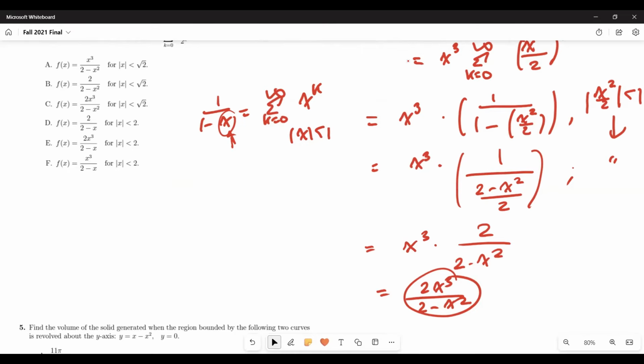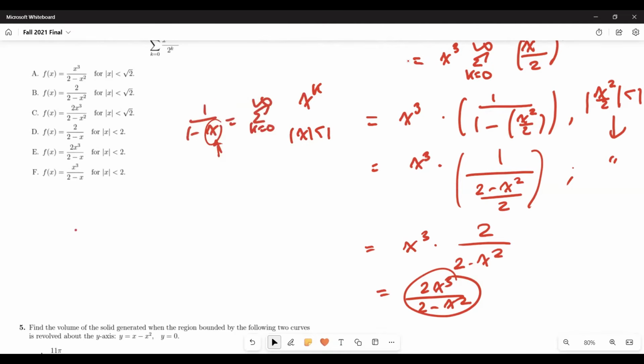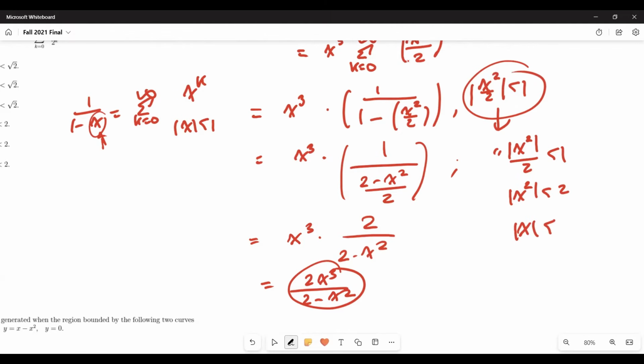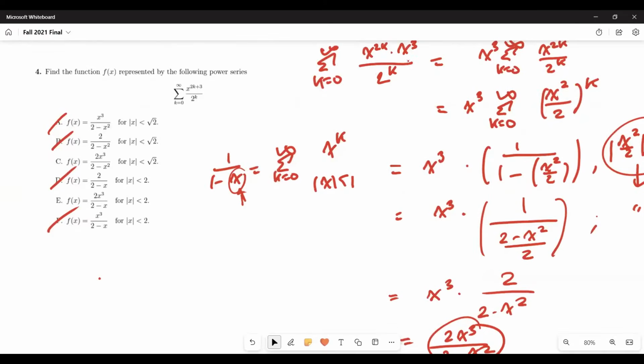So 2x cubed, so it's not going to be A, B, D, F. So it's going to be either C or E, so we just have to check the bound. So it's the absolute value of x squared over 2 less than 1. You can take the 2 out, x squared over 2 is less than 1. So x squared is less than 2 because you multiply by 2 on both sides. And this just becomes, you can take the square root, so the absolute value of x is less than or equal to square root of 2. So the answer for this question is C.